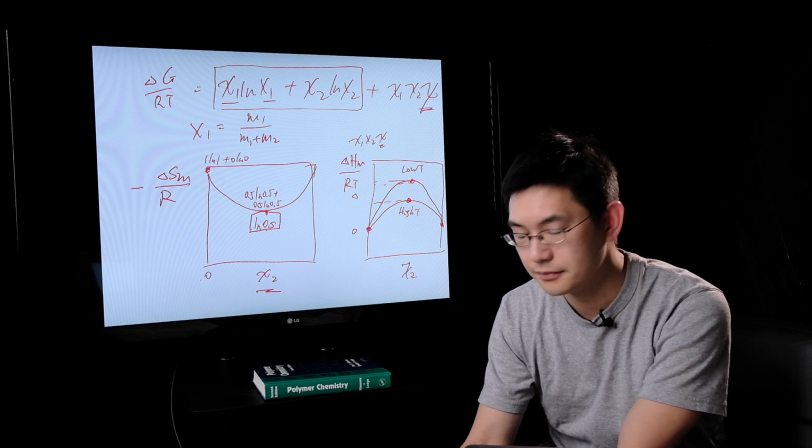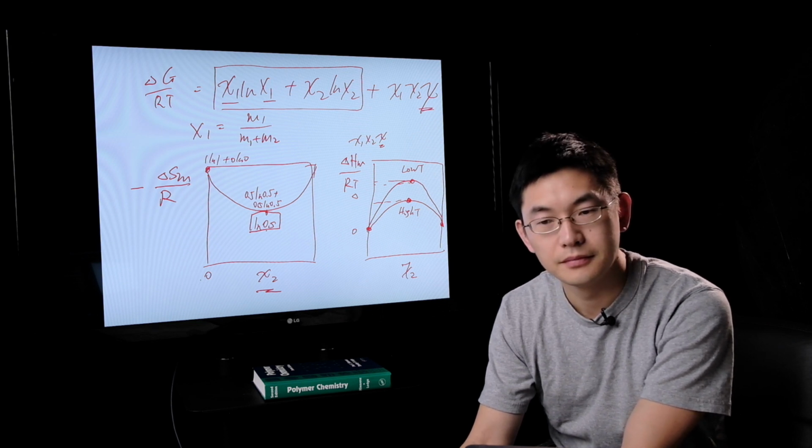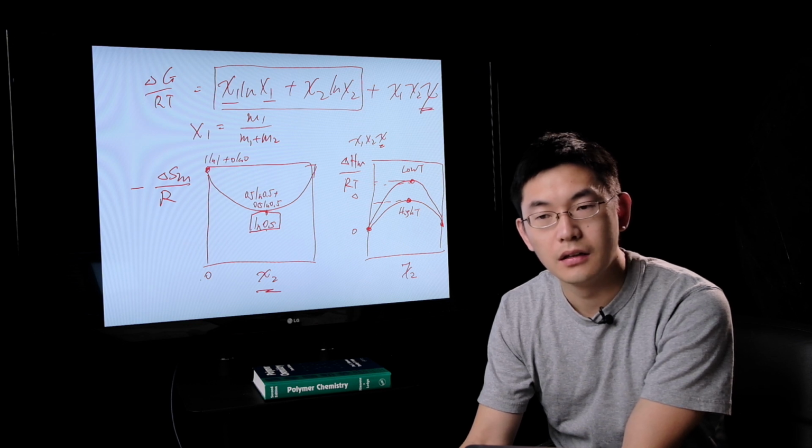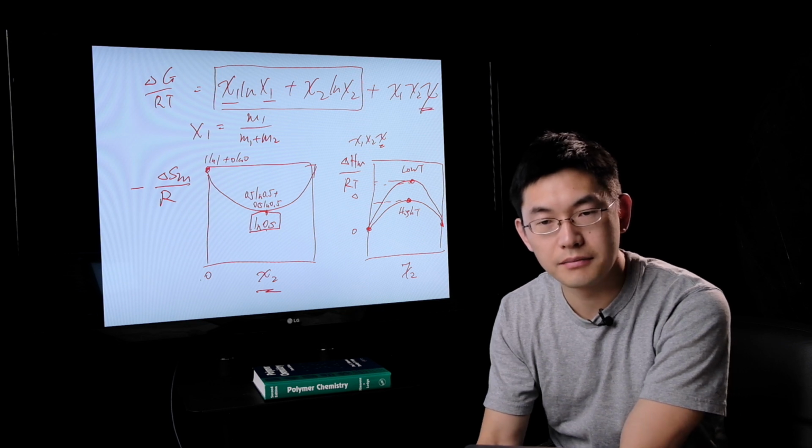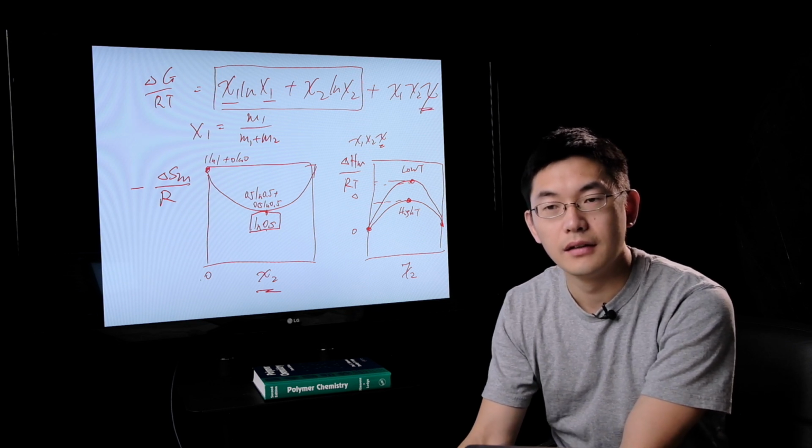It seems like you're adapting the regular solution theory rather than the Flory-Huggins theory because you're using mole fractions rather than volume fractions. Did you mean to do that? I thought you just said Flory-Huggins earlier.